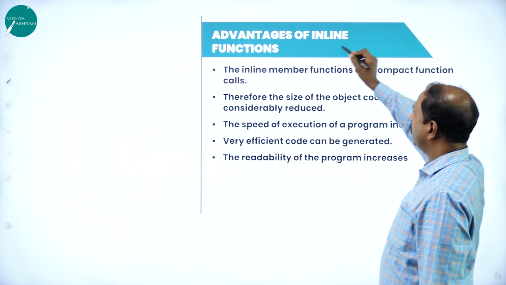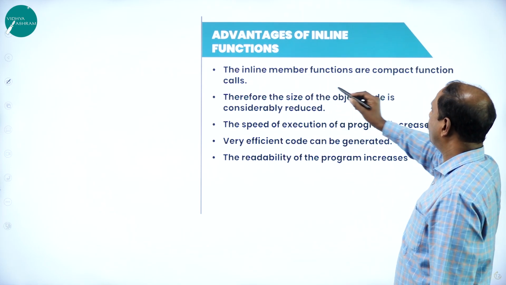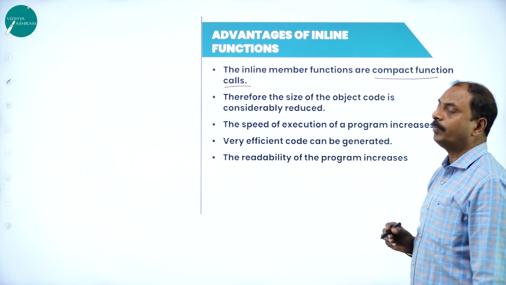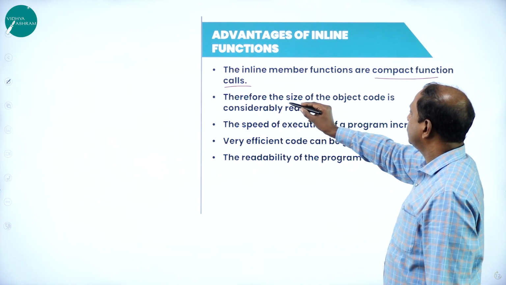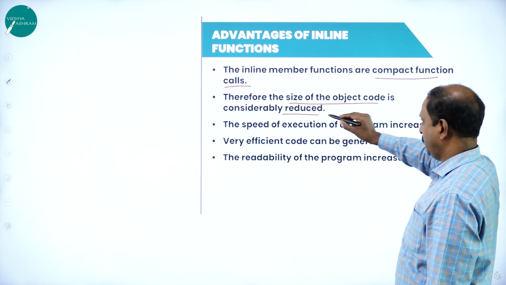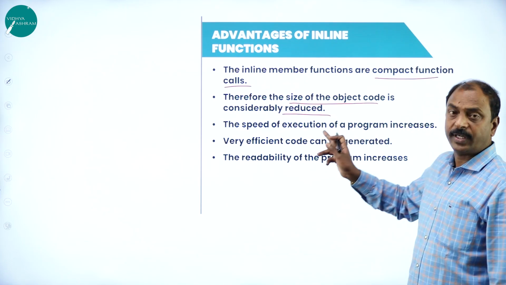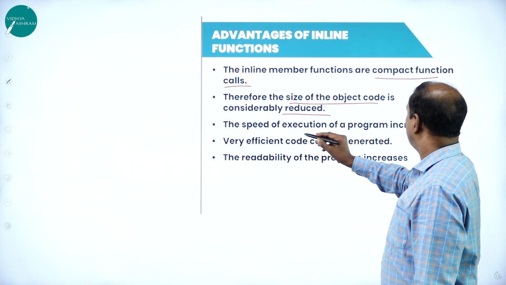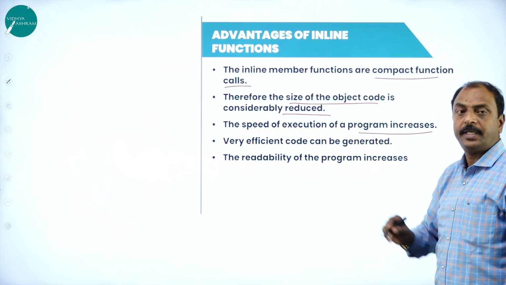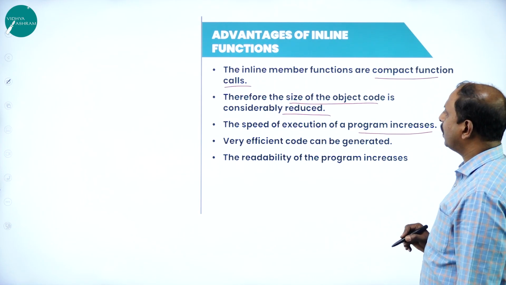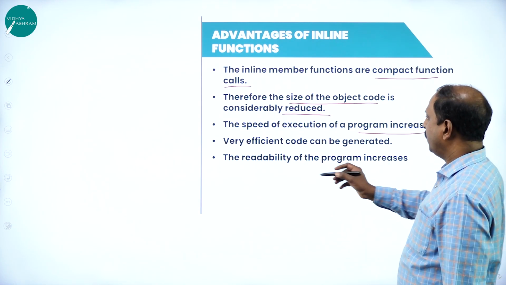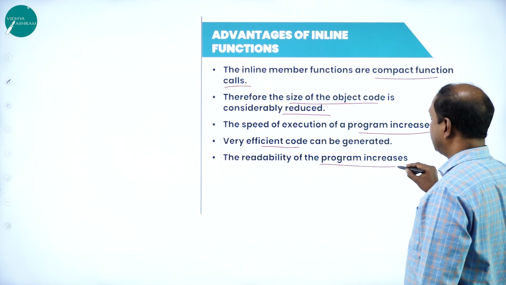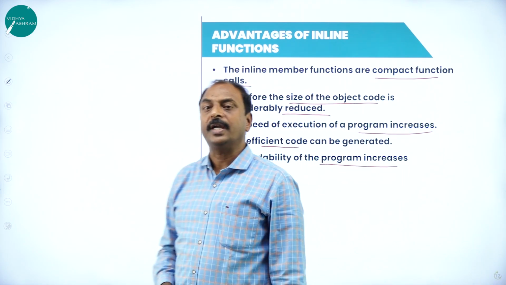Next, let us see what are the advantages of inline function. The inline member function makes compact function calls. So it means it is a compact function. Next one is the size of the object code is reduced. Because it is a compact, short function, the size of the object code is reduced. And the speed of execution of the program increases. The speed increases means it runs the program fast. Next, very efficient code can be generated and the readability of the program increases. So these are all the advantages of inline function.